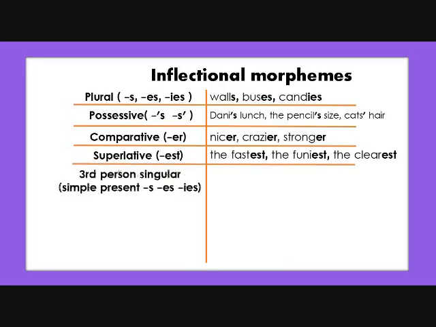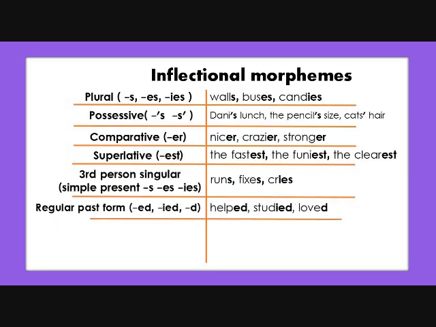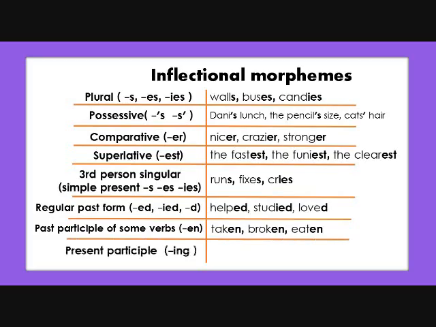Third person singular in present tense, the ones that end in S, ES, or IES, we have runs, fixes, and cries. Regular past form ED, for example, helped, studied, and loved. Past participle of some irregular verbs, EN, for example, taken, broken, and eaten. And present participle ING, for example, thinking, sleeping, and erasing. It may seem a long list for you to remember, but keep in mind that inflectional morphemes are only these 8 that you see here. No more, no less. The rest are derivational.